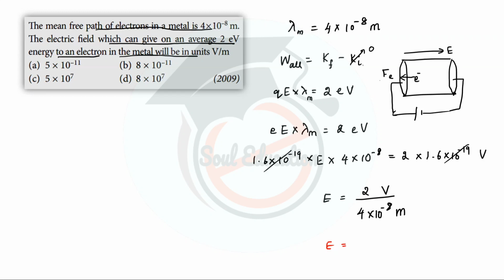Okay, so E, after cancelling, is 1 by 2. 1 by 2 is nothing but 0.5 into 10 to the power of plus 8 volt per meter. In the options, it is 5 into 10 to the power of 7. So simple: 5 into 10 to the power of 7 volt per meter. That is my electric field. Okay, simple problem, we just used the work energy theorem.